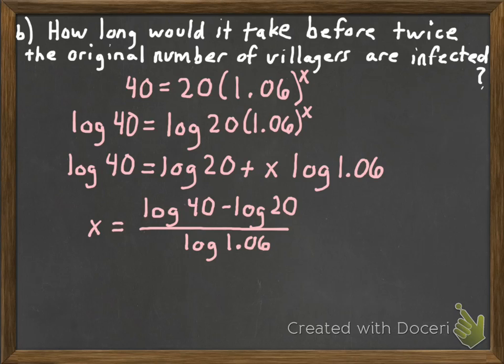In fact, we could even take it one more step as an exact value, because we could combine these two logarithms into a single logarithm like this. All right, just use the quotient property to make that log 40 minus log 20 into a log 2, and then do the division. And you'll get about 11.9.